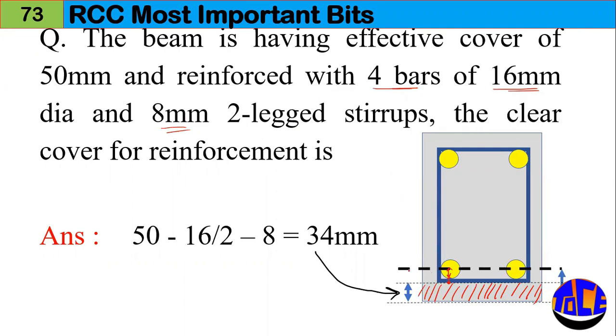Effective cover he has given. Effective cover means it is a distance up to the center of main reinforcement. So this value he has given, this is 50 mm. From 50, if you subtract this value, you will get the clear cover. So that is what I have done. Answer: 50 minus 16 by 2 minus 8. So the answer is 34 mm. 34 mm is the clear cover.